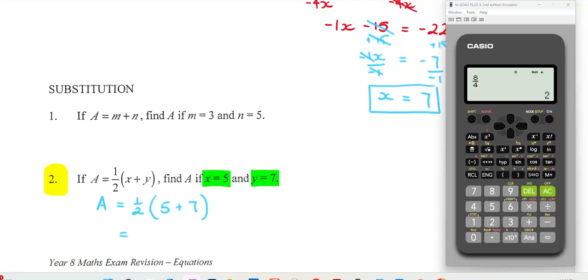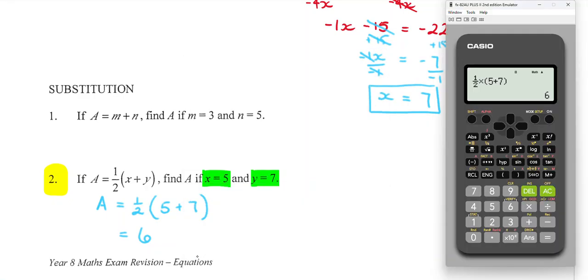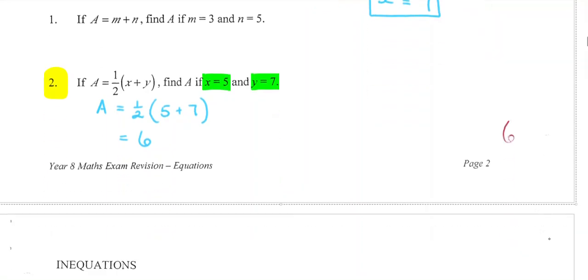Do I have a calculator? Yes, there it is. All right. So we have half, or you might be able to do it in your head. That's good too. Bracket 5 plus 7 is equal to 6. If I did it without it, will it still work? It might. Anytime that a number is next to something, it means that it's times, but it still works without it. Okay, next.